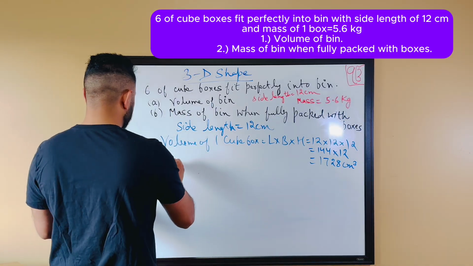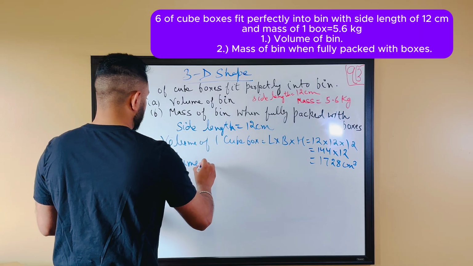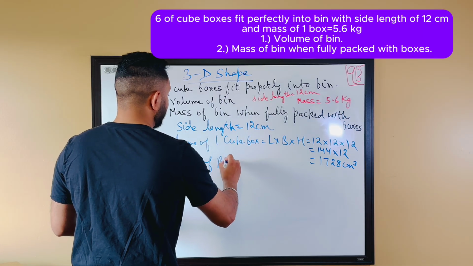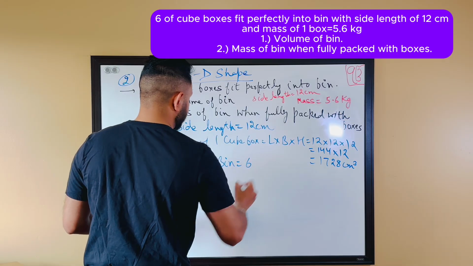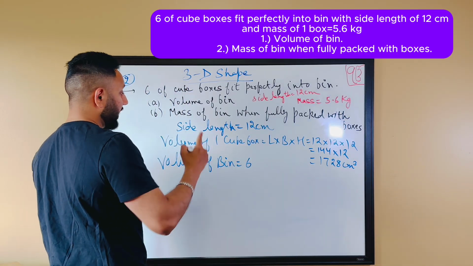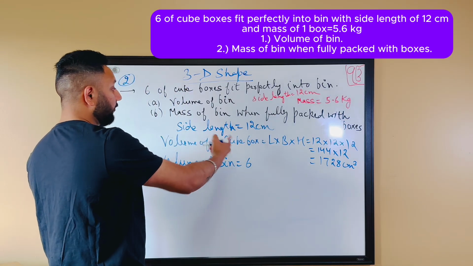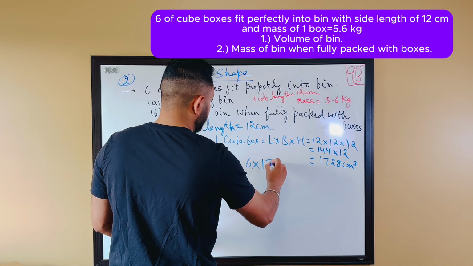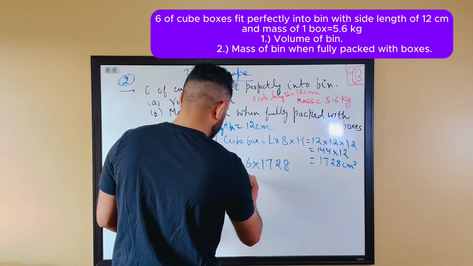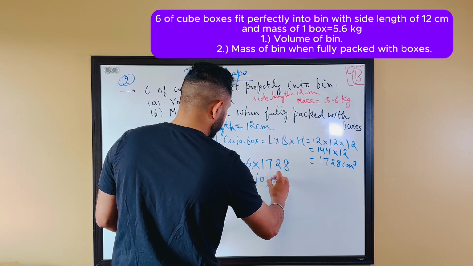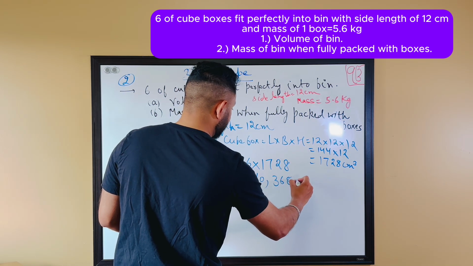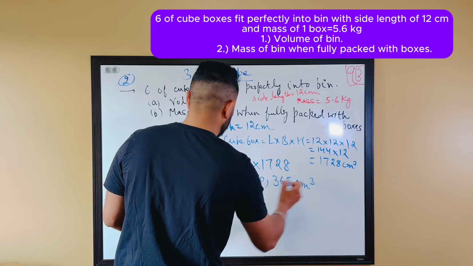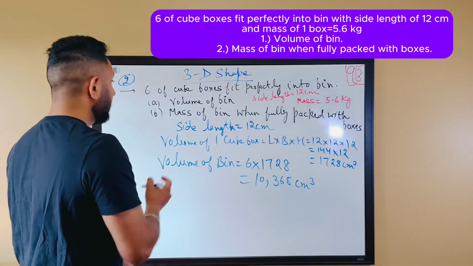But what we need to find out is the volume of the bin. As the bin has 6 cube boxes, and we already got the volume of 1 cube box, which is 1728, it comes out to be 10,368 centimeter cube. So this is the volume of the bin.